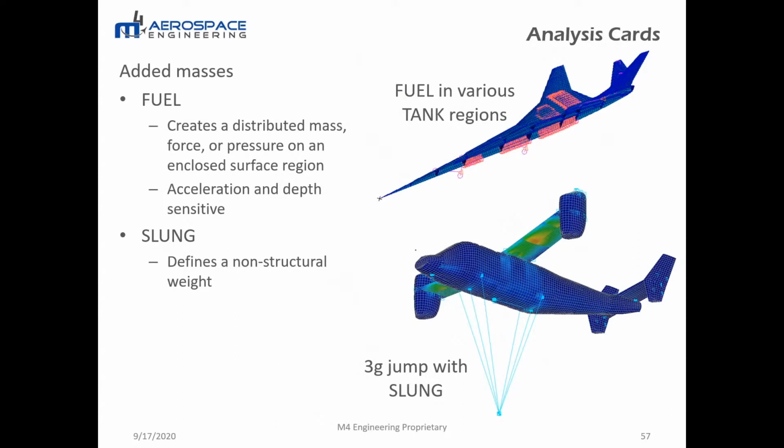Slings are used to create case-specific non-structural weights. This allows the user to include different non-structural masses for different load cases while maintaining the same vehicle model. On the right, we can see the fuel card acting on different regions defined by the tank card. And then below that, we have an image demonstrating a sling with a 3D jump analysis.